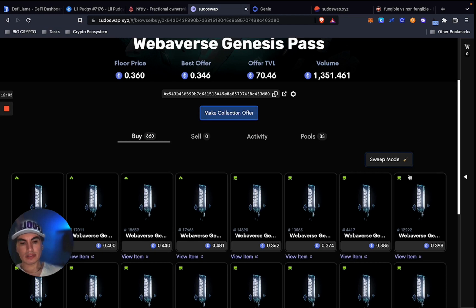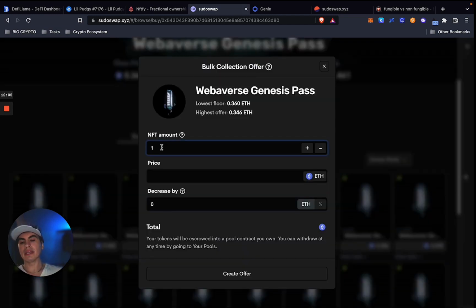Again, if you don't want to do that, you can also make a collection offer, meaning that I'm willing to buy 5 of these NFTs, and let's see, the lowest floor price is this much. So I want to buy 5 of them at 0.3. That means when the price drops to 0.3, this is how much I'm willing to buy 5 of them. And each time one of them gets bought, I want it to decrease by either, again, linear or percentage. And I want it to decrease by 10% each time. So that means that each NFT I buy becomes 10% cheaper.